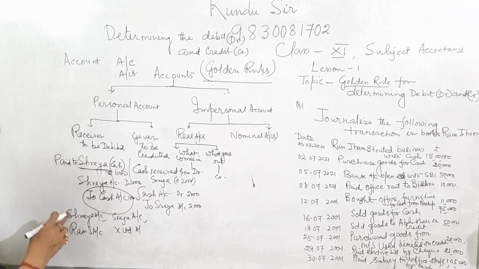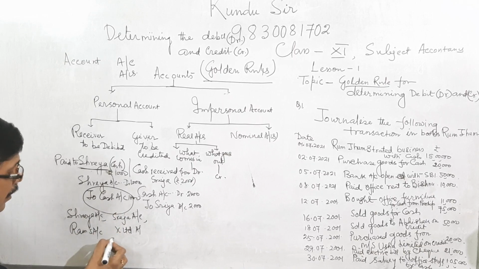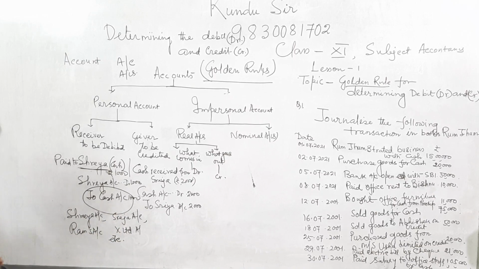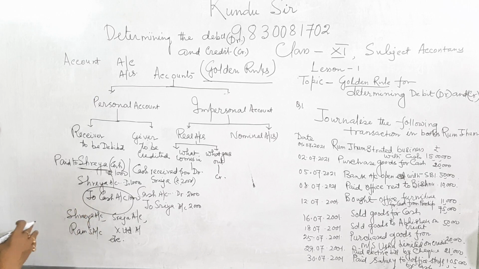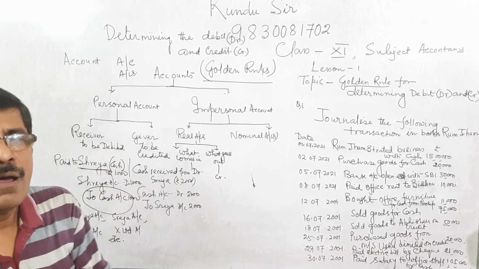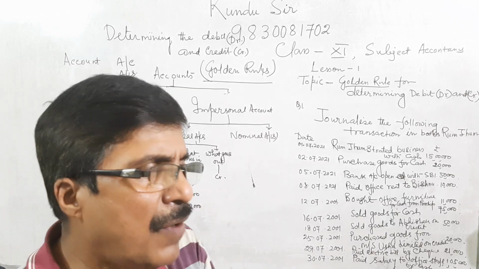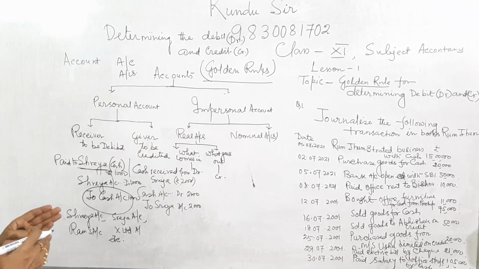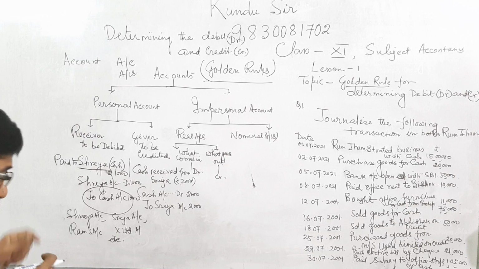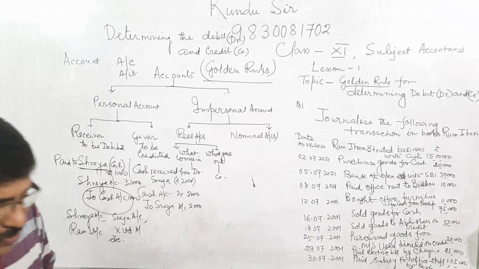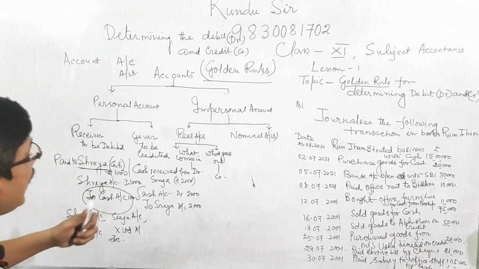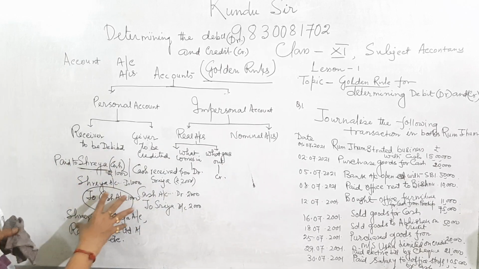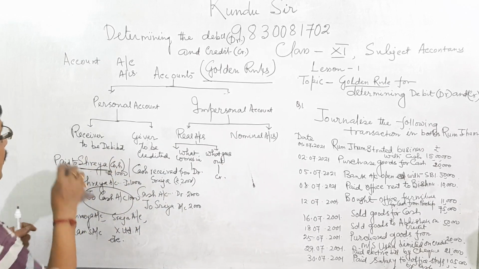Here Shreya, Ram, Srija, X Limited, etc. are examples of personal account. They may be receiver or giver. If they are receiver, they will be debited, and if they are giver, they will be credited. Now another part I am doing here, this is the real account. I have given example and explanation of everything.